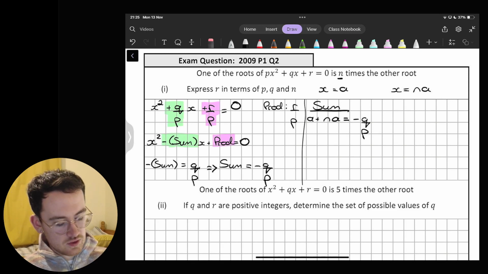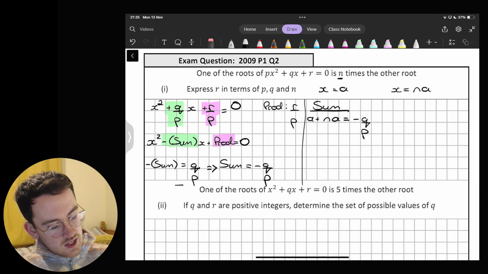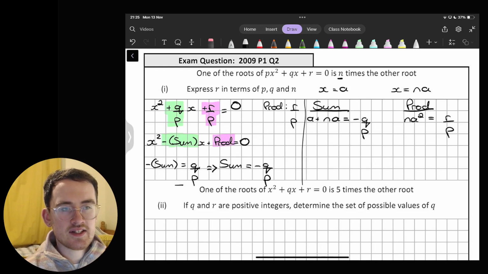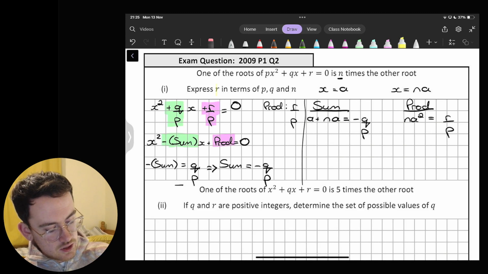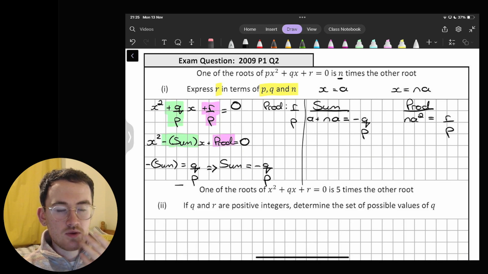Remember we've done this calculation down in the bottom left corner here as to why it's negative. Now, we don't fully know what's going to be happening with that, so let's just leave it for a second. The product then, of course, is just na squared, and that's going to be equal to r over p. Now, what I can see here is they want me to express r in terms of p, q, and n. The one letter they've left out is a. So whatever we end up with shouldn't have a in it. It does need to have r, and it does need to have p, and it does need to have n.